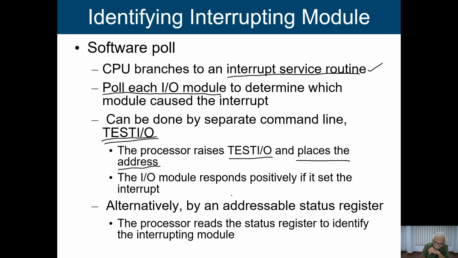The IO module responds positively if it has set the interrupt. Take a small example, say 4 IO modules are connected. The processor sets the test IO signal and places the address of the first module in the address bus. If this first module has generated the interrupt signal, then it will respond positively, saying that yes, it has done it. If the first module has not raised the interrupt, it will simply ignore this address.